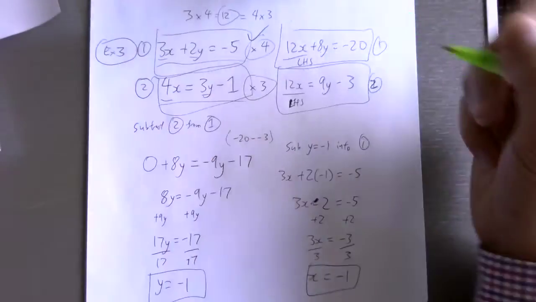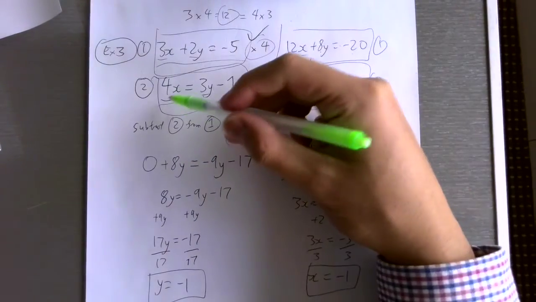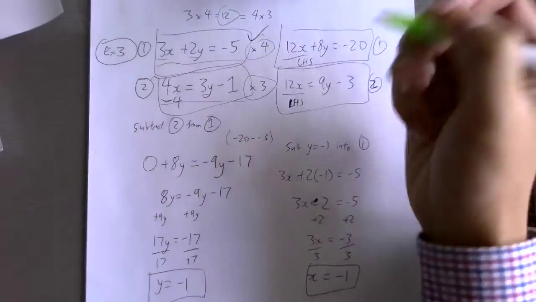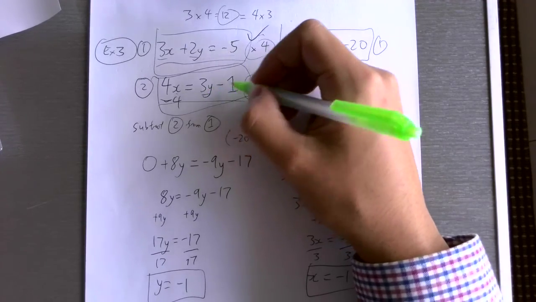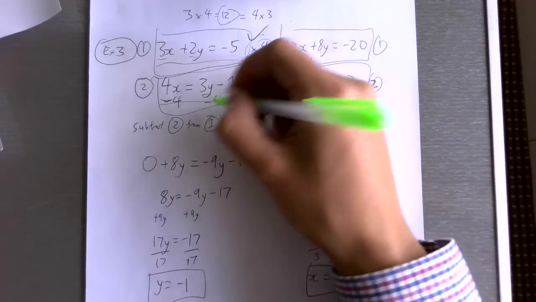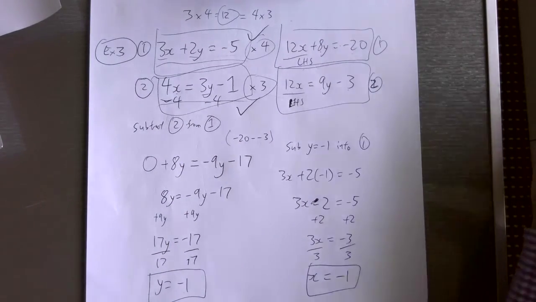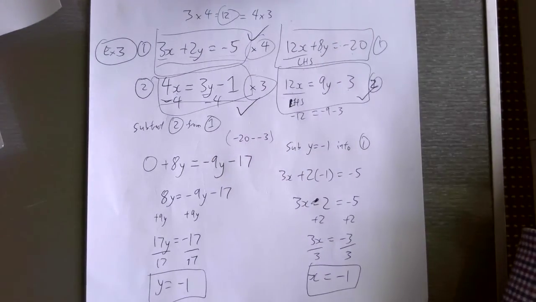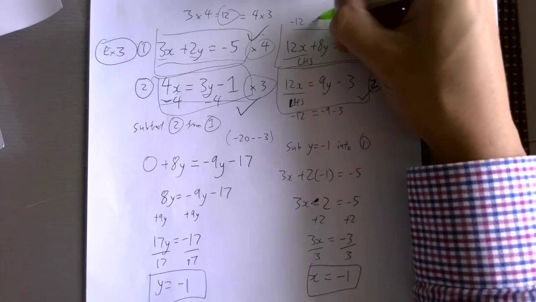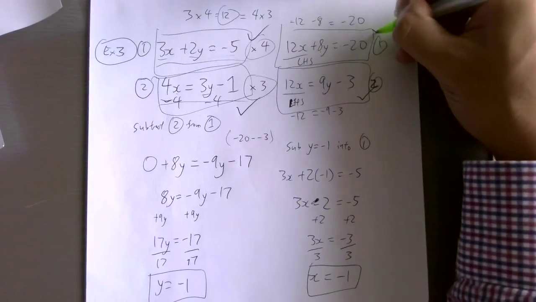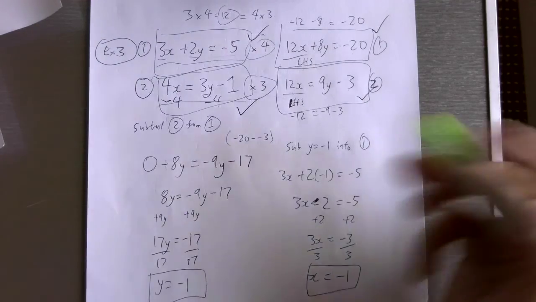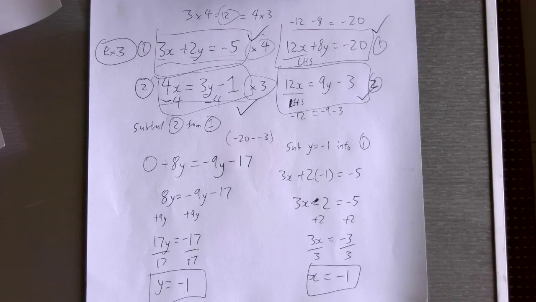Now, we don't have to check this one because that's this whole substitution step. But let's just double check if that's true here. Does 4 times minus 1 equal minus 4? 3 times minus 1 equals minus 3. Minus 3 minus 1, negative 4 equals negative 4. So it works for this equation as well. And we can also check that minus 12 is equal to minus 9 minus 3. So it works for this equation here. And minus 12 minus 8 equals negative 20. So it also works for this equation up here. So that's why we can see our solutions to these simultaneous equations are when x equals negative 1 and y equals negative 1.